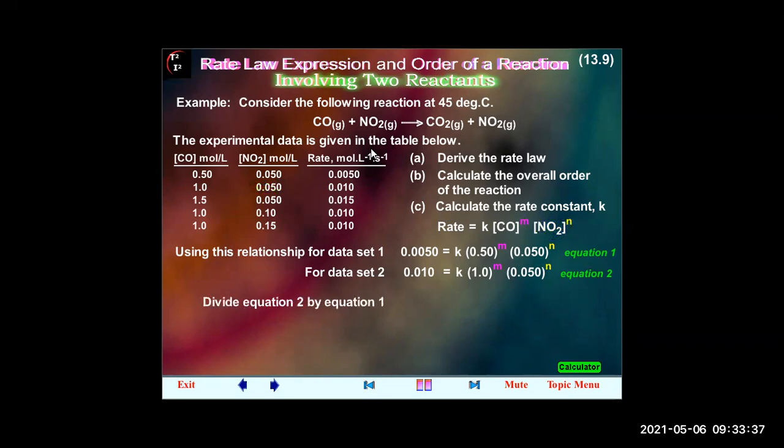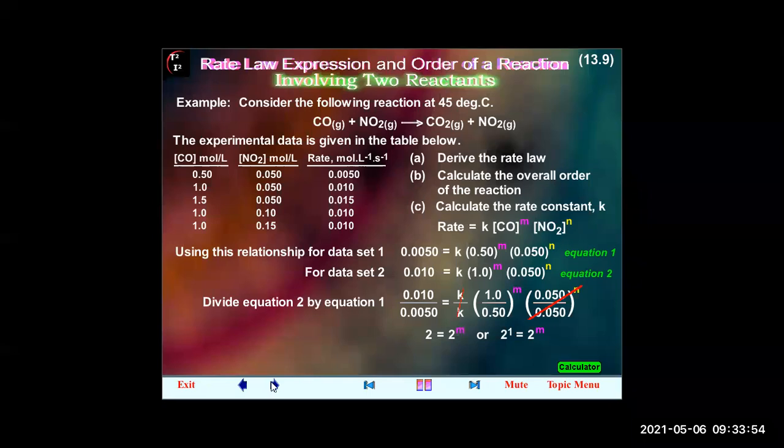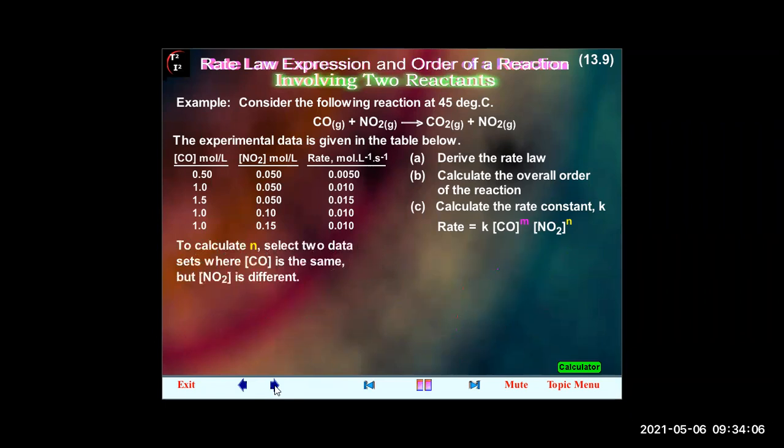Divide equation 2 by equation 1. 2 equals 2 raised to the power of m, or 2 to the power of 1 equals 2 raised to the power of m. m equals 1. This means that the order of the reaction with respect to CO is 1. To calculate n, select two data sets where concentration of CO is the same, but the concentration of NO2 is different. From the data set given, one could select data sets 2 and 4.